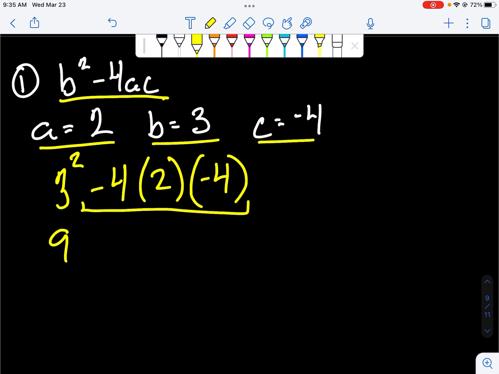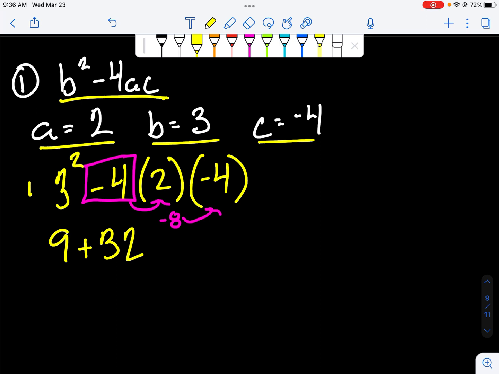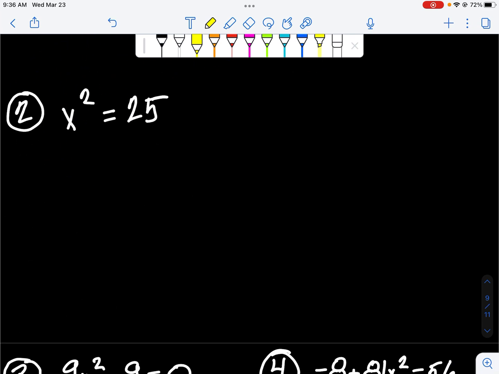Now, one thing that people get confused with a lot of times when we look at an expression like this is they treat this as a positive 4. Remember, that minus sign is with the 4, so that is a negative 4 times 2, so that would give me negative 8. Then we have negative 8 times negative 4, so that would give me a positive 32. So your first step will be right here, your second step will be here, then your third step would be your answer of 41. So that's what I'm expecting on the first section.